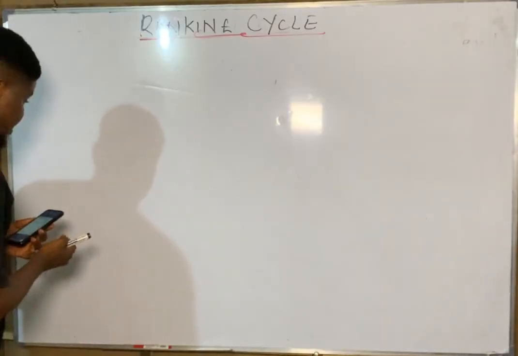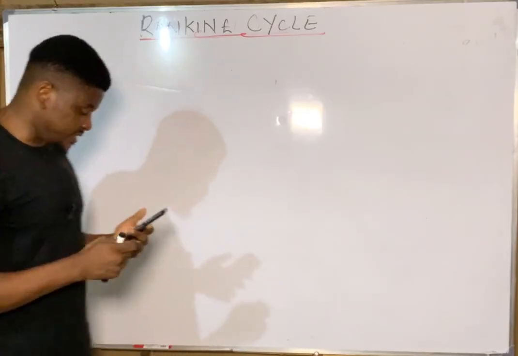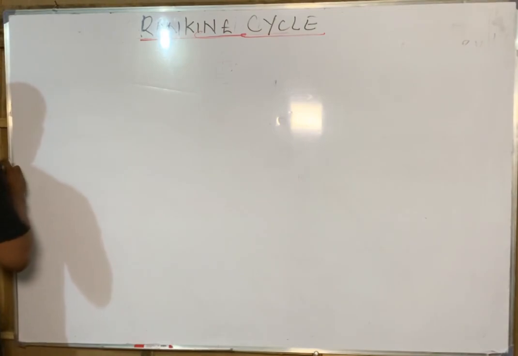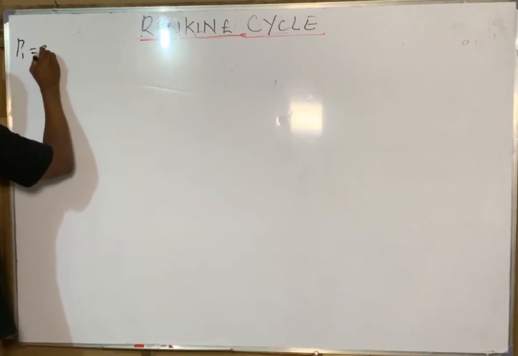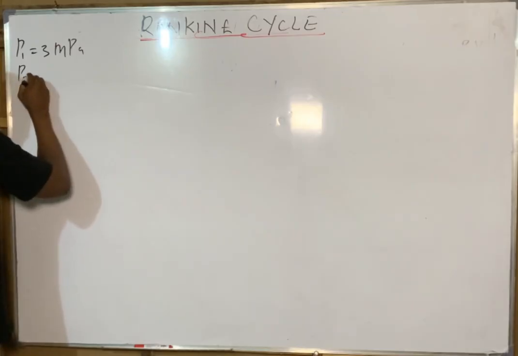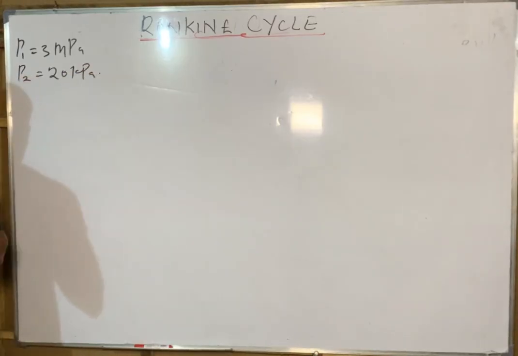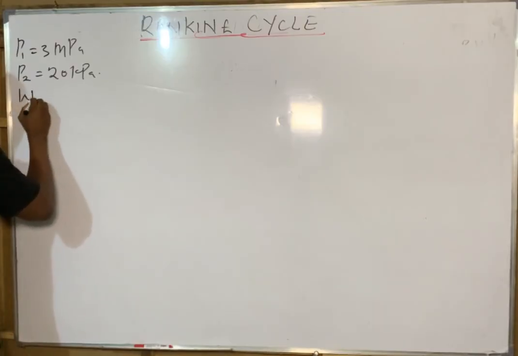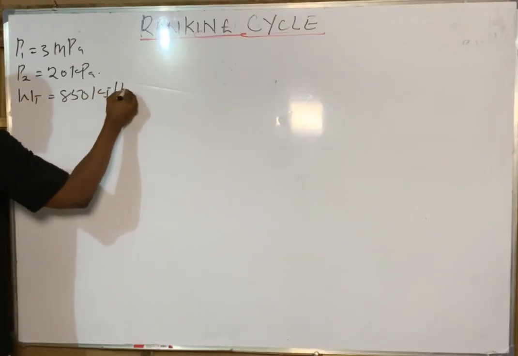So basically we don't need to draw any diagram. The parameters are already given to us and they are very clear. Let's pick out all that we were given in that question. We're given the initial pressure P1 equals 3 megapascal. We're given P2 equals 20 kilopascal. The turbine work is 850 kilojoules per kilogram, so turbine work WT equals 850 kilojoules per kilogram.